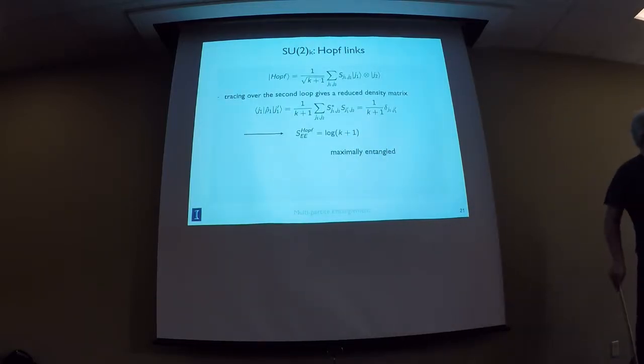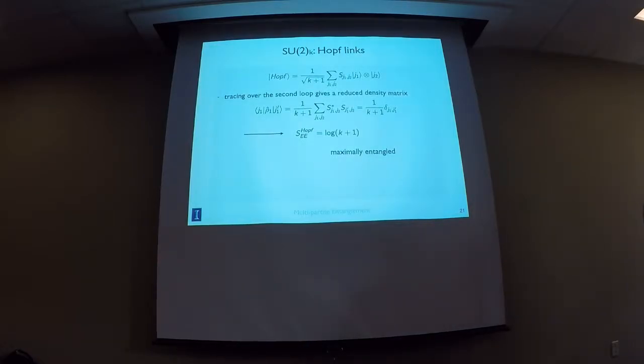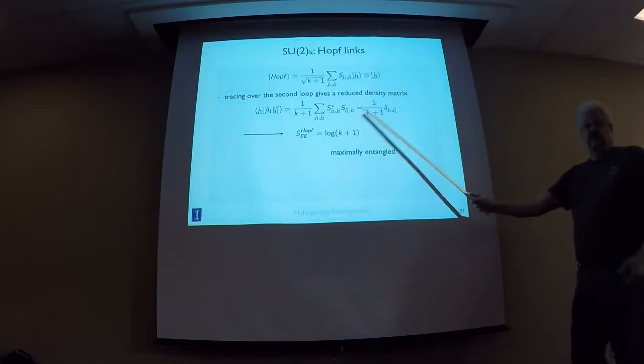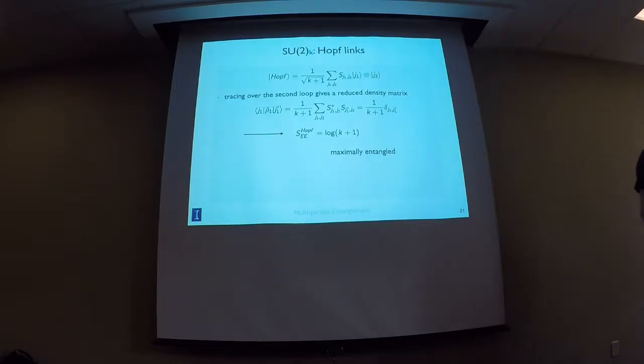So you believe in a sum over J1 and J2, or only J2? I do not mean a sum over J1. Right, I thought I got rid of all the typos. Okay, so again, this is maximally entangled, because remember, k plus 1 is the dimension of the Hilbert space on the torus, and that's as big as it could possibly be.